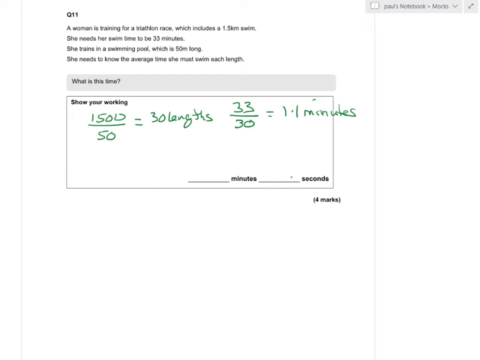1.1 minutes, but they've got to put it into seconds. So it's 1 minute and 0.1 times 60 equals 6. So it's 6 seconds.